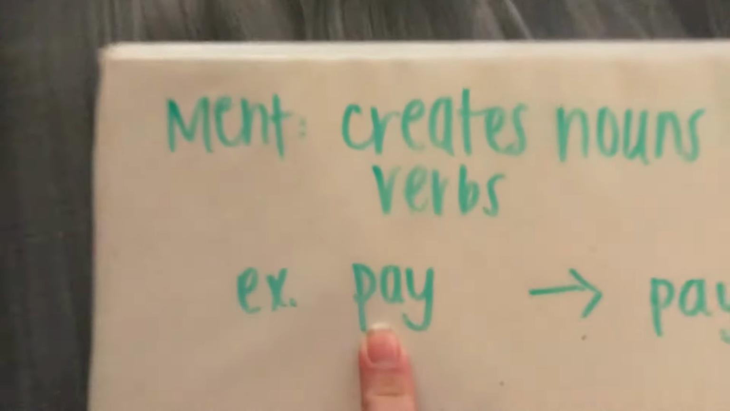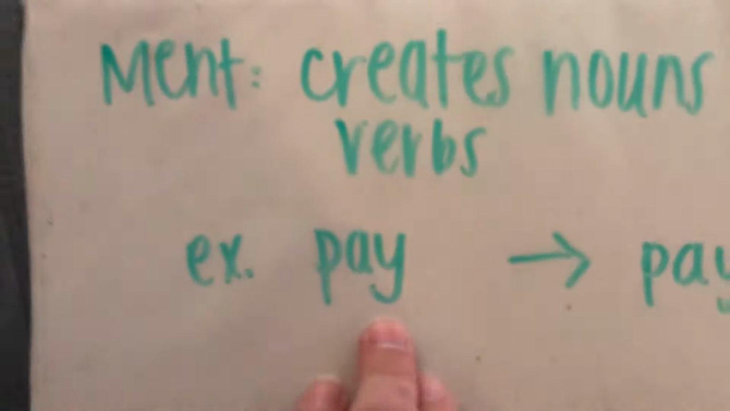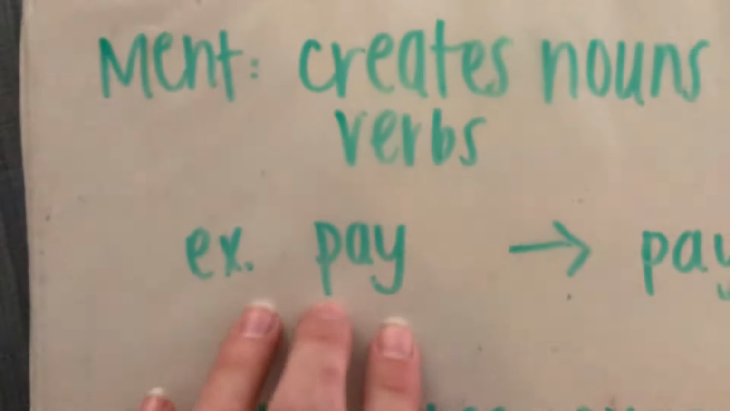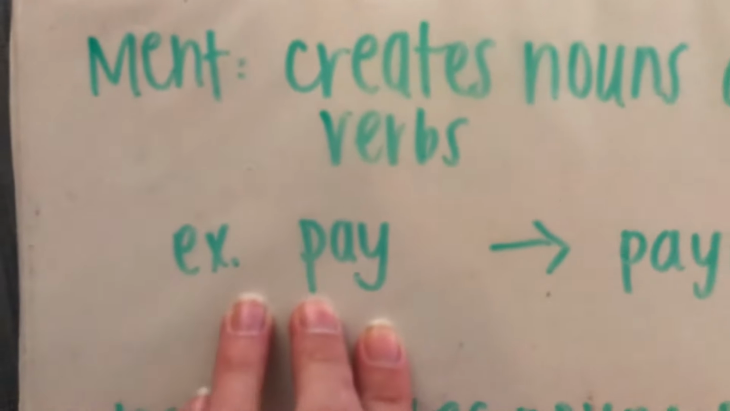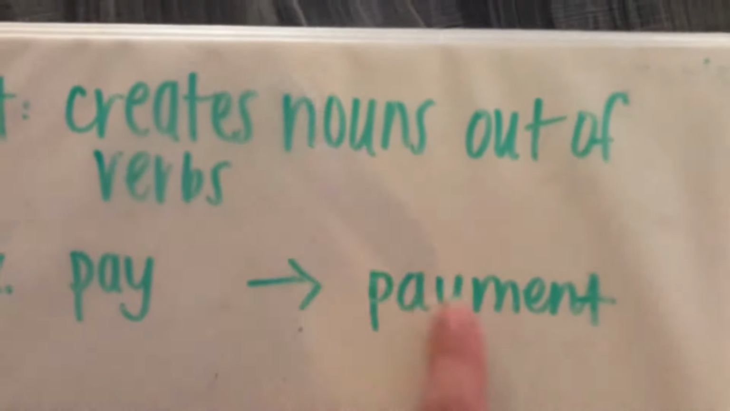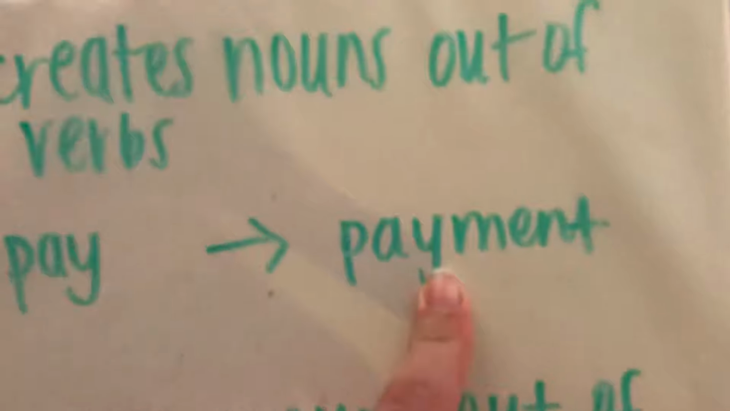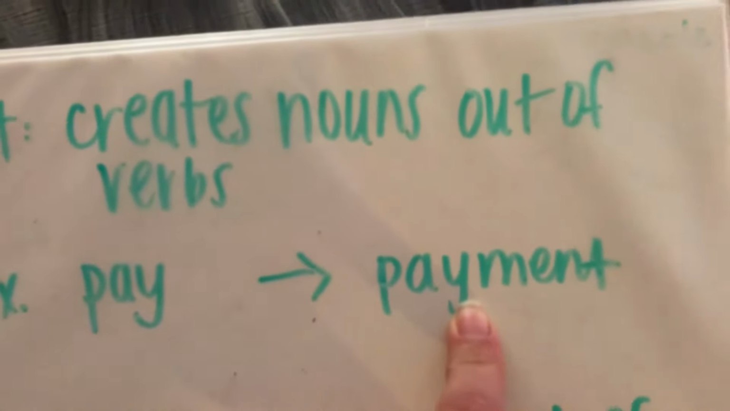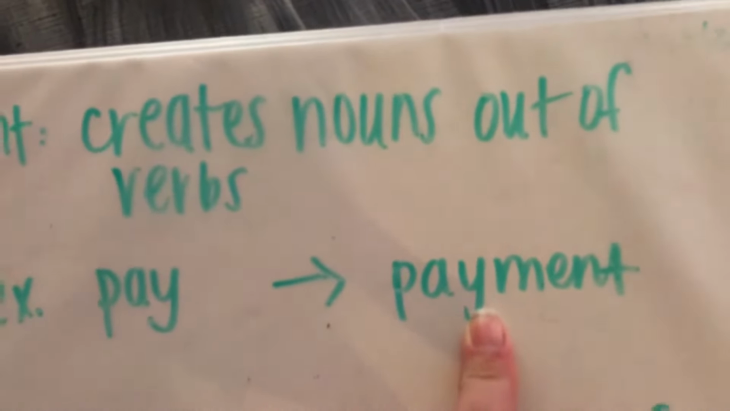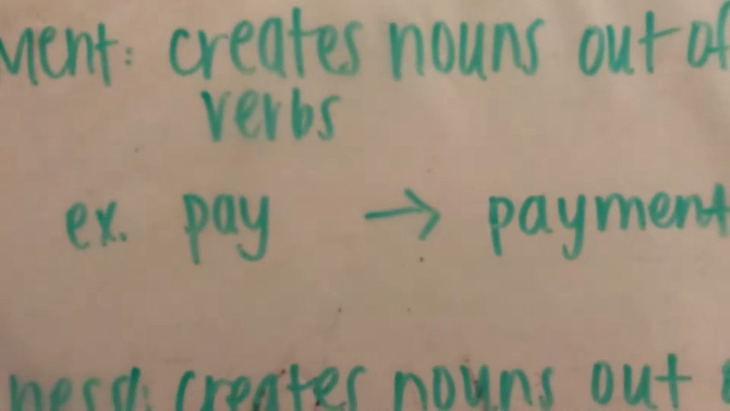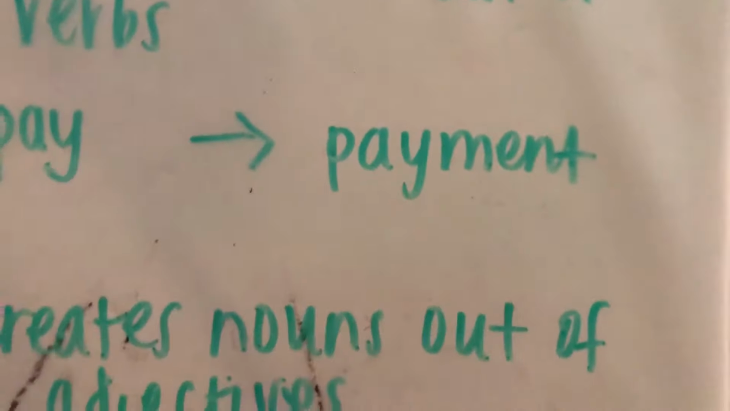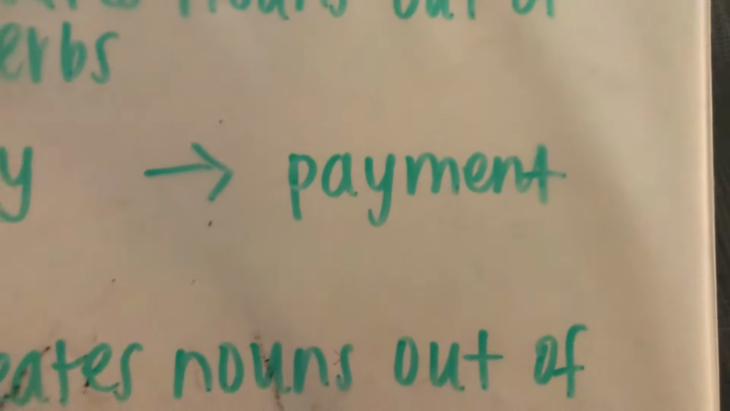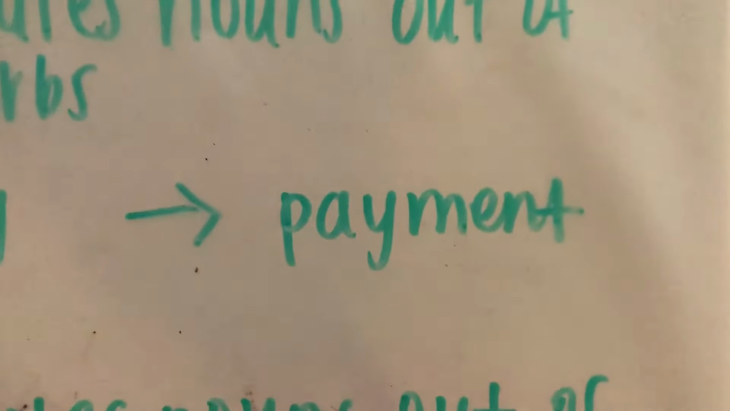For example, pay means to give somebody money for something, typically money, though, in exchange for another thing. But when we add ment to the word, like in payment, it's the noun. It's the actual money that we are giving, the act of doing it, which is a noun, such as I made my car payment.